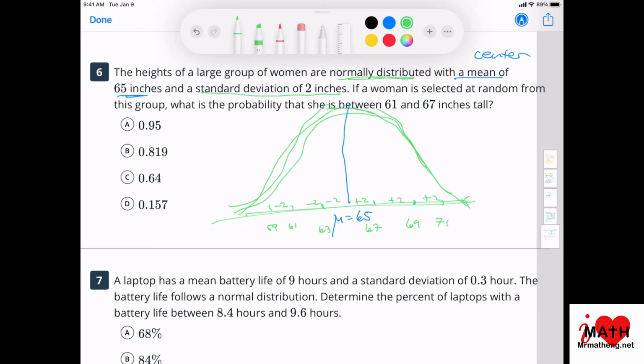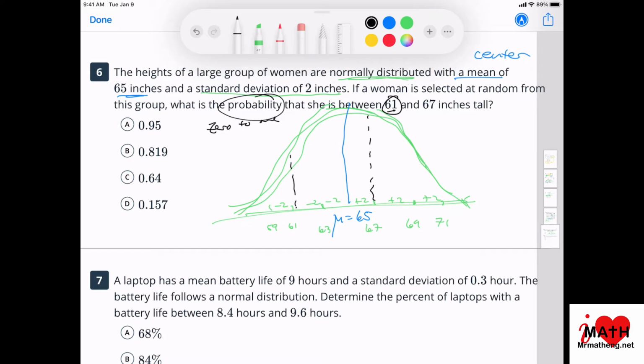Okay, so if a woman is selected at random from a group, what's the probability that she is? Remember, probability is just a number between 0 to 1. If she is 61 to 67.